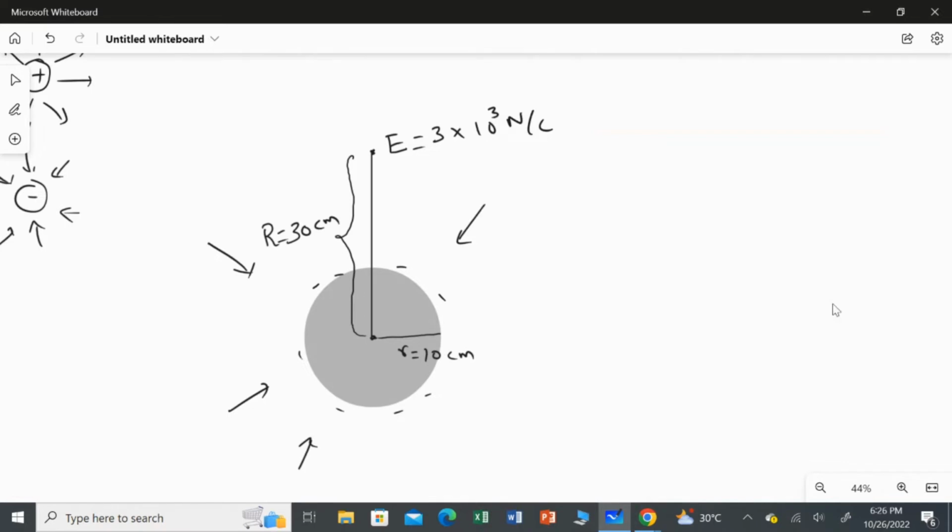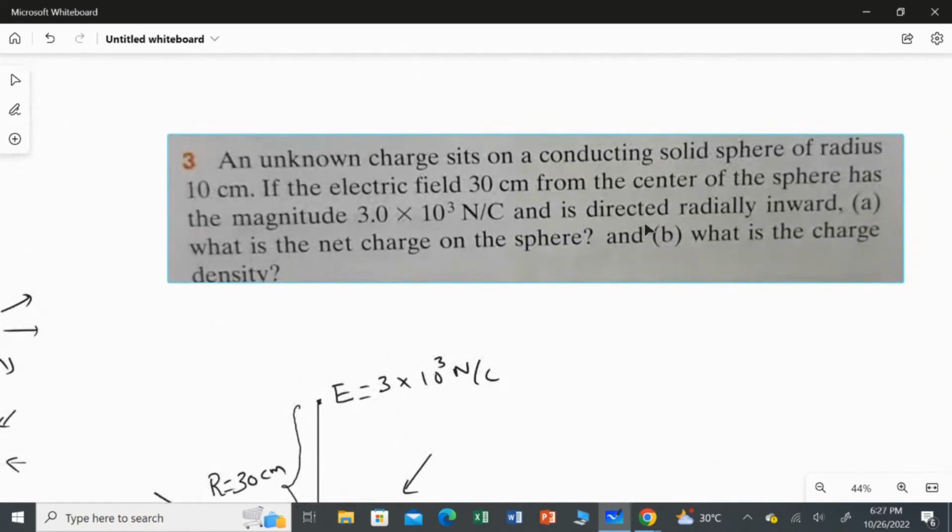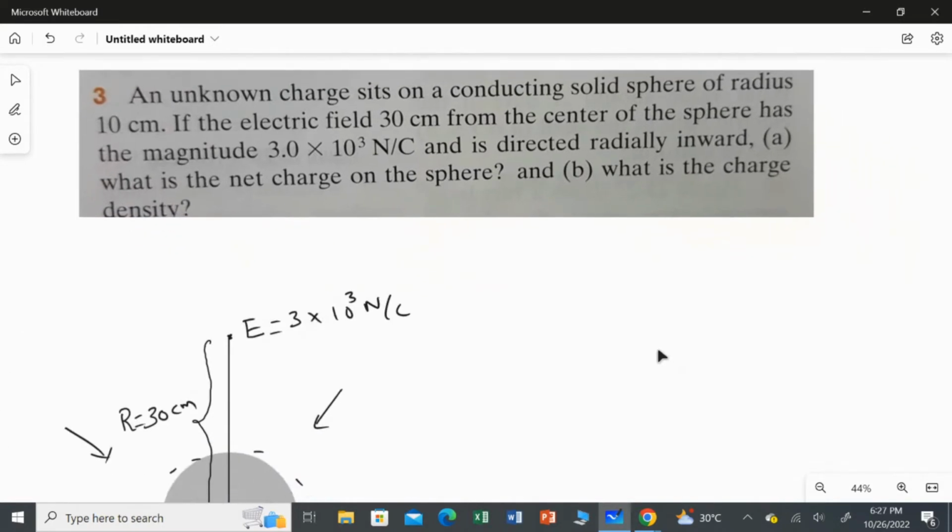Understand? Clear? So that means the answer we are going to get is a negative value. We have to mention the sign. How are we mentioning the sign of the charge? Because in the question they clearly mention it's radially inward direction. So if the field lines are radially inward, it says the charge sitting on the surface of the conducting sphere is a negative charge. Understand? Okay.